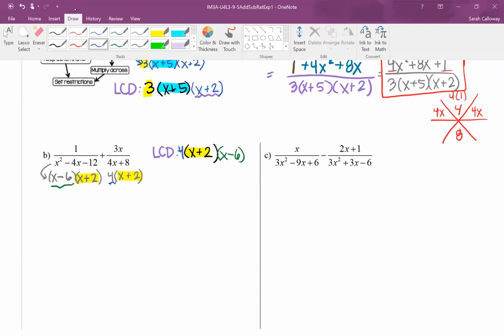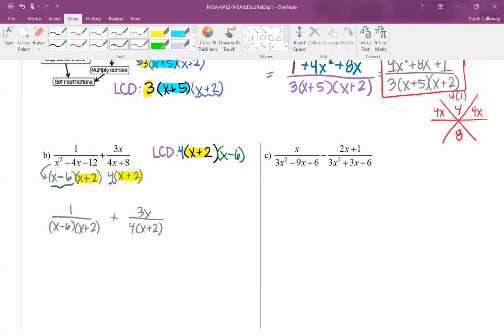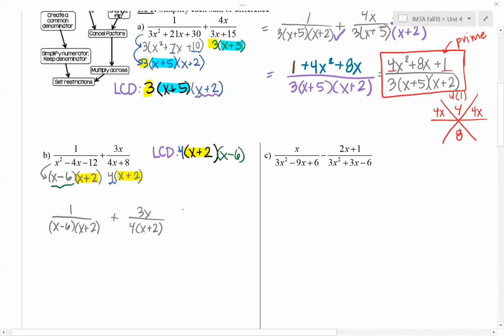So let's rewrite our expression and leave ourselves some room to create our common denominators. So we've got 1 over (x minus 6) times (x plus 2) for our first fraction, plus 3x over 4 times (x plus 2) as our second fraction. And so what we want is we want to make these all have the same denominator, that is our LCD.